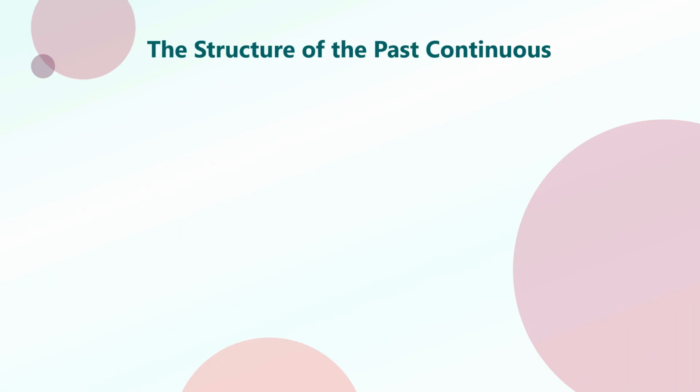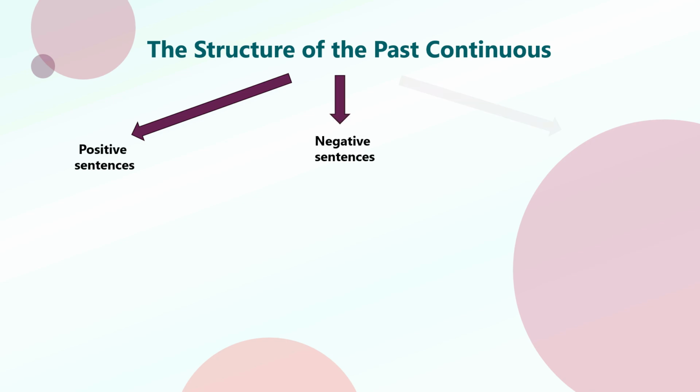Now let's move on and look at the structure of the past continuous. We'll cover positive sentences, negative sentences, and questions. For a positive sentence, the basic structure of the past continuous tense is subject plus the past tense of the verb to be, which is was or were, plus the main verb plus ing. Let's see how that works.